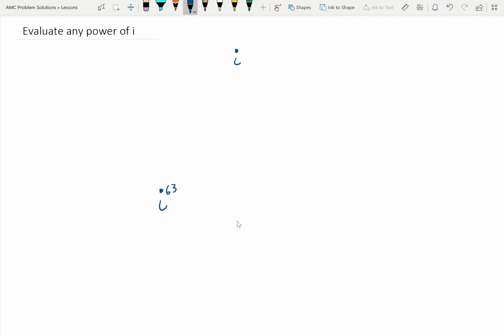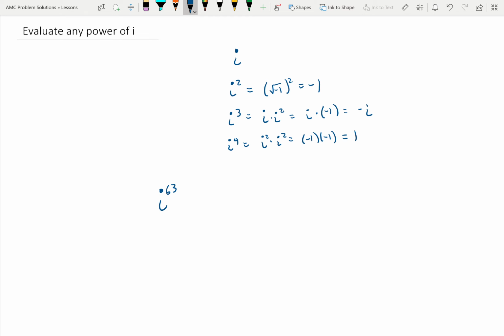So we start with i, then i squared, which is just, since i is equal to the square root of -1, the square root of -1 squared is -1. i to the third is equal to i times i squared, which is i times -1, so we get -i. i to the fourth is the same thing as i squared times i squared, -1 times -1, so we get 1.